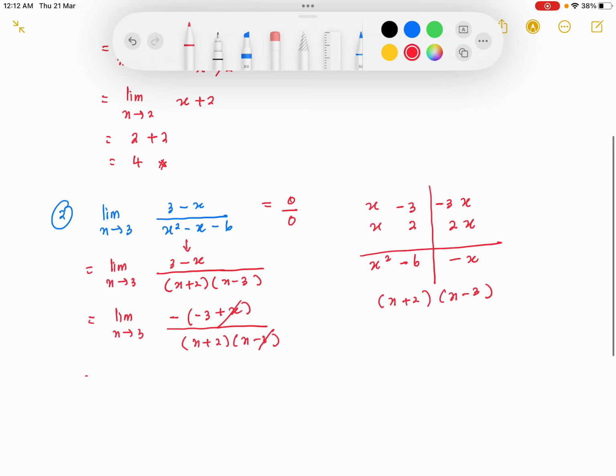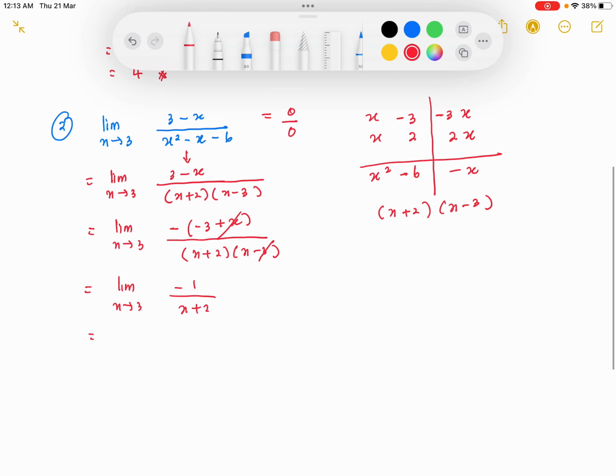So we get a new function, limit x approaches 3, negative 1 over x plus 2. Okay, last step, just substitute x equal to 3. So we get negative 1 over 3 plus 2, so the final answer is equal to negative 1 over 5.